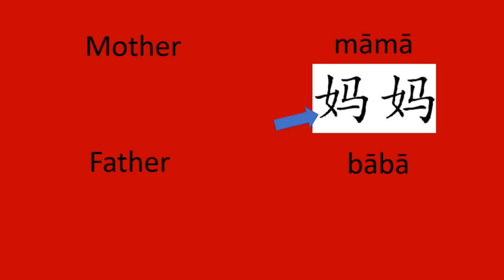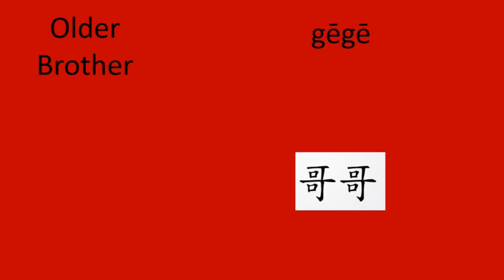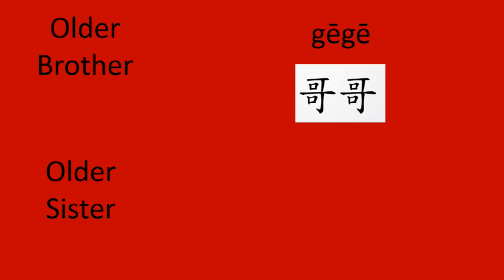Father is baba. You can remember this character because at the top it looks like a mustache. Older brother is gege. Older sister is jiejie.